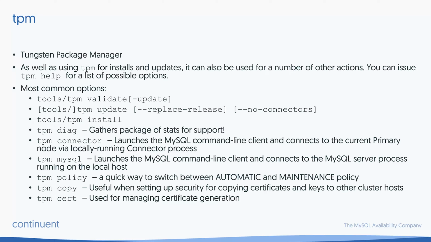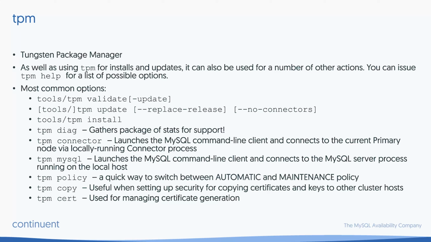Now there are two ways to run this. You can either run just TPM Update on its own, and that will initiate the TPM from the existing installation, or you can run tools/TPM Update from the staging directory, the place where you extract the software package, and that will run the update from that software staging directory.